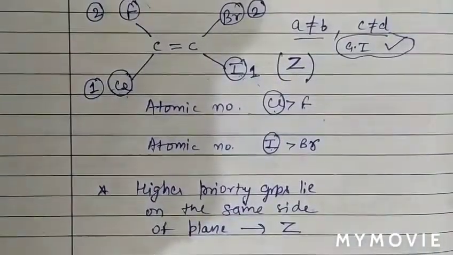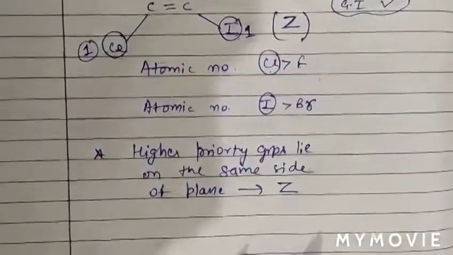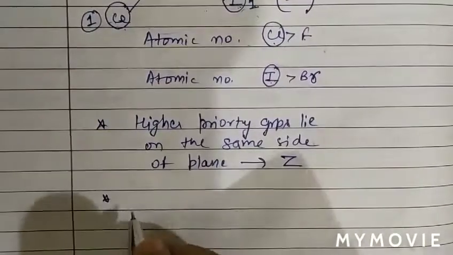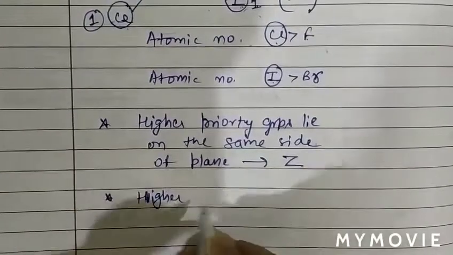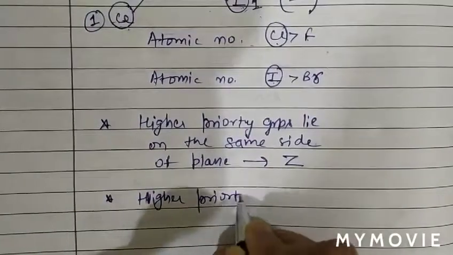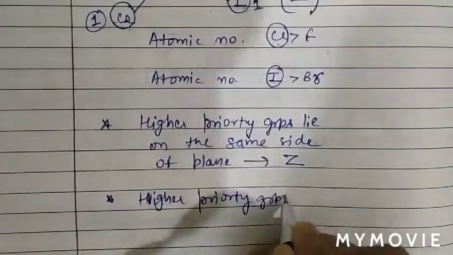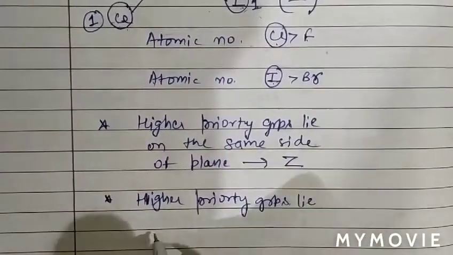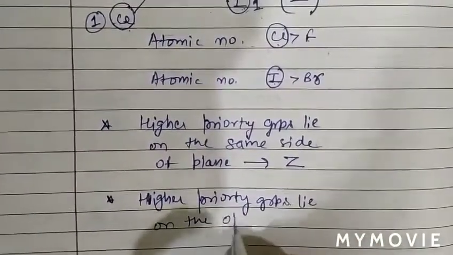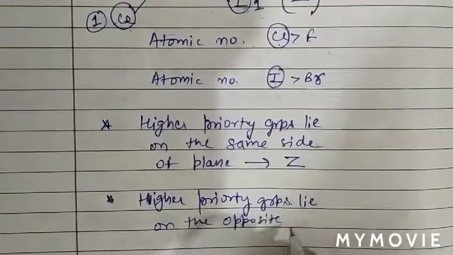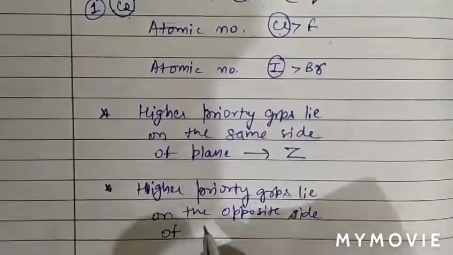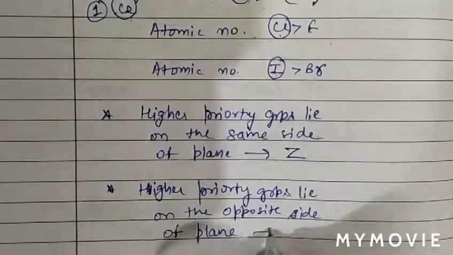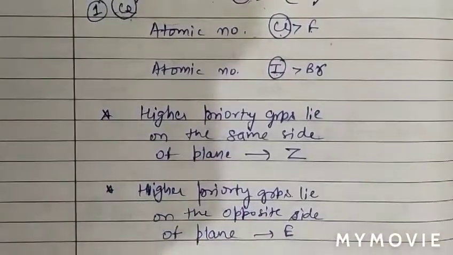Now we will see if higher priority groups lie on opposite sides. If higher priority groups lie on the opposite side of the plane, then we call it the E isomer.